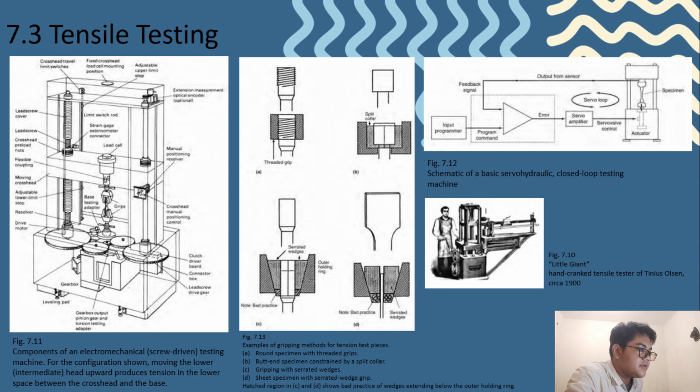And the last figure we get, 7.13, is the example of gripping methods for tension test pieces. A, we get a round specimen with threaded grips, and B, a butt-end specimen constrained by a split collar. C, we get gripping with serrated wedges, and D, a sheet specimen with serrated wedge grips. The region in C and D shows bad practice of wedges extending below the outer holding ring.